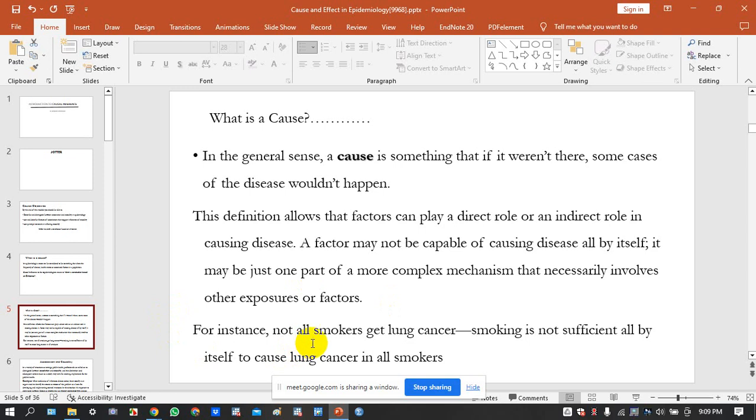So for instance, not all smokers get lung cancer, because we know from empirical data that smoking is a causative risk factor for lung cancer. But smoking is not sufficient all by itself to cause lung cancer in all smokers. There may be other factors, like the intake of alcohol, and a whole lot of factors that can cause lung cancer, but not smoking alone.